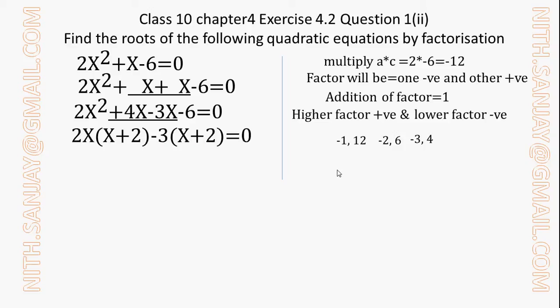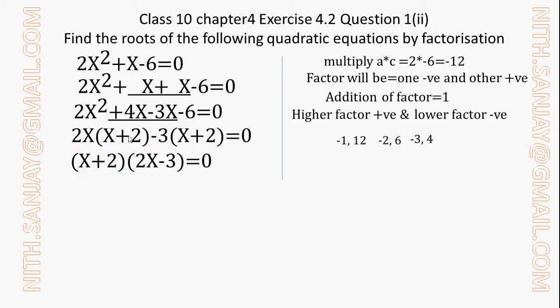Now I will take x plus 2 common from this whole equation. So now what I am left with is, I have taken x plus 2 common, so I am left with 2x, so I have written 2x here. This x plus 2 again I have taken common, so I am left with minus 3, so this minus 3 I have taken here, right?